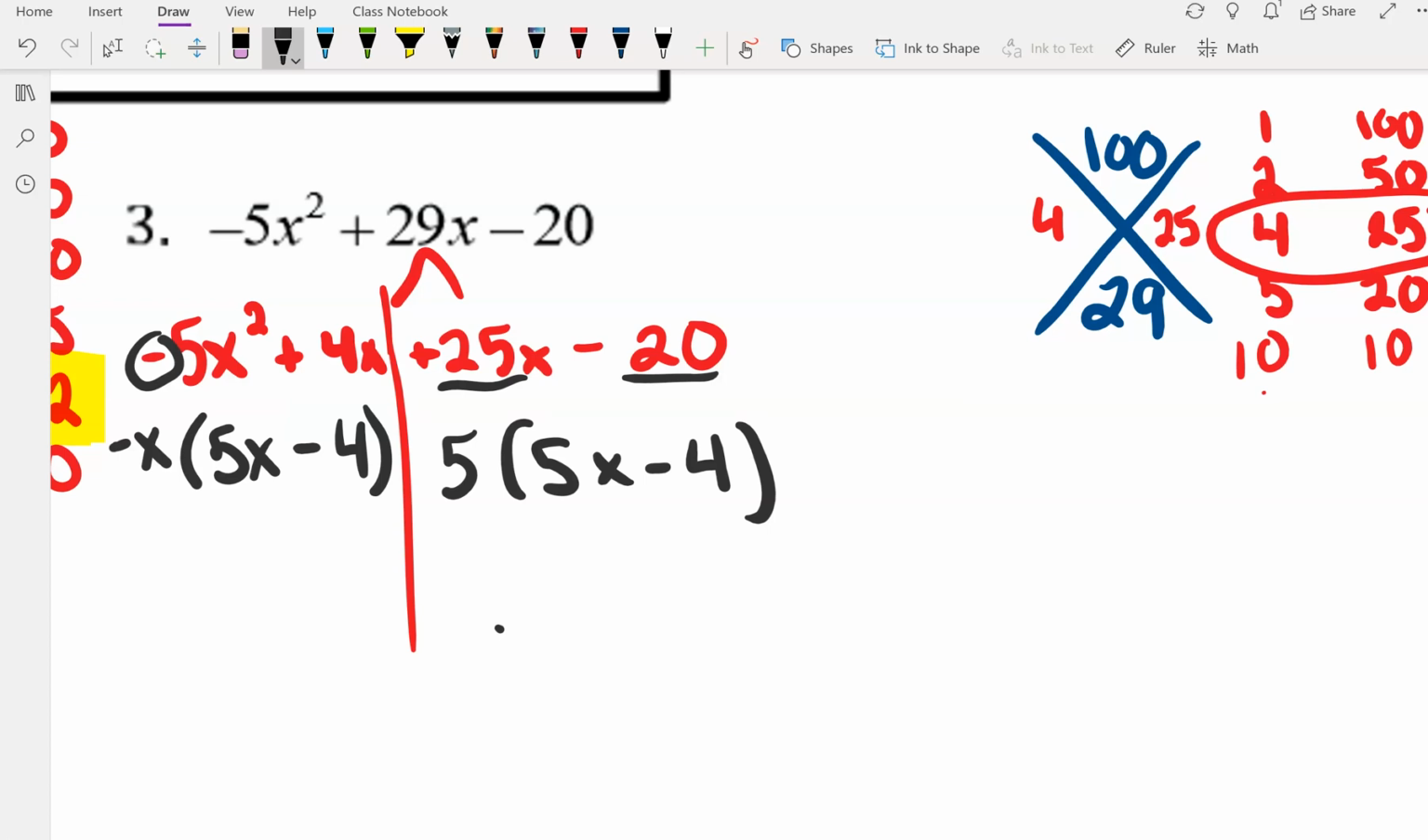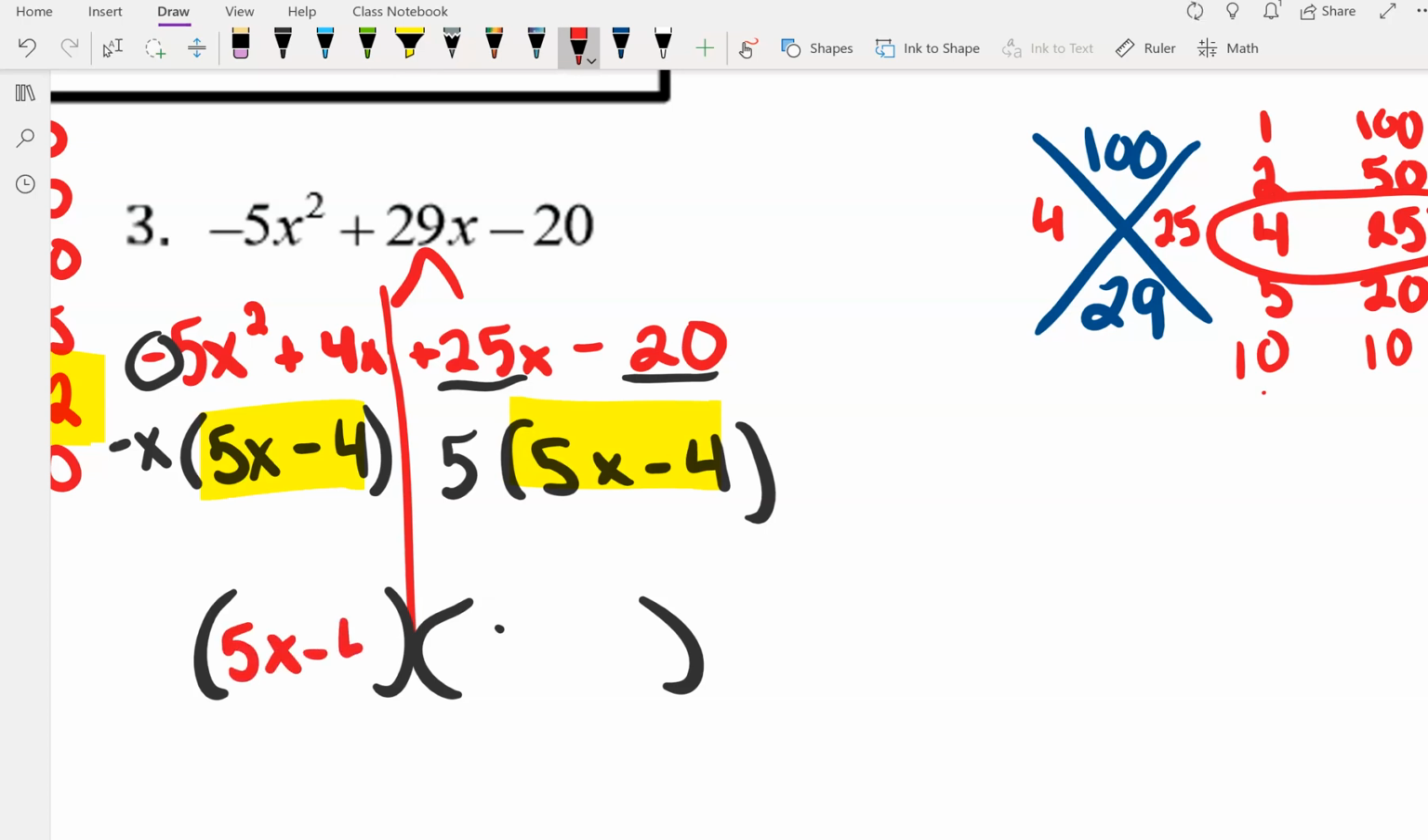Right, then the thing that I have 2 of is this 5x minus 4. That becomes one of my factors. And then the other factor is the leftovers, negative x plus 5.